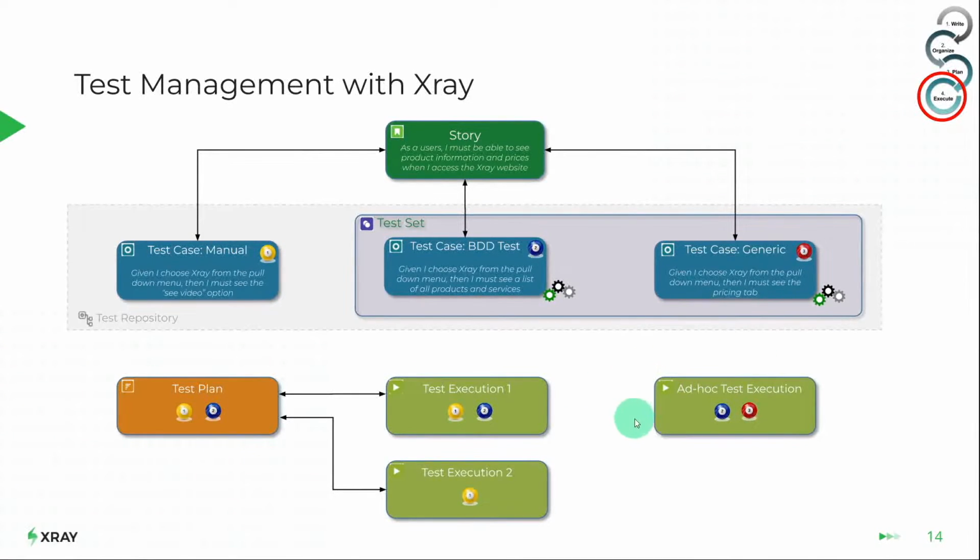You can bypass test plans altogether, and for this, you just create a test execution and link any test cases that you want to that. So a test plan is very useful, but it is not obligatory, and you can simply just create test executions and carry on from there. So let's see all of this in action.